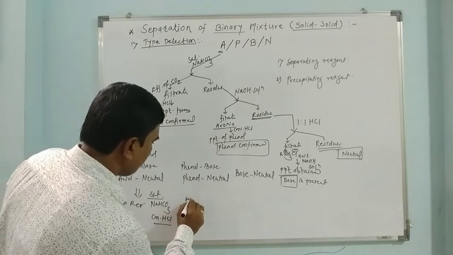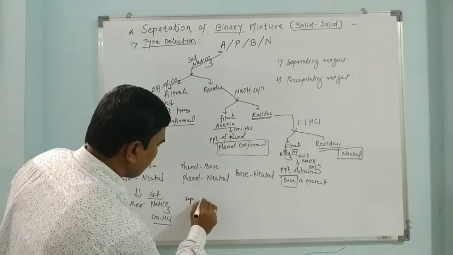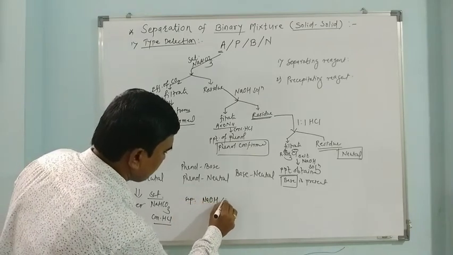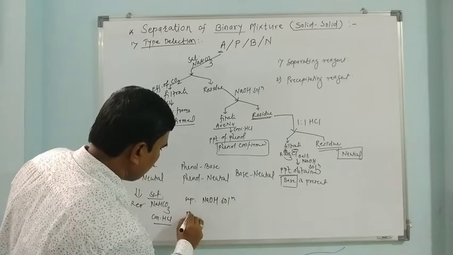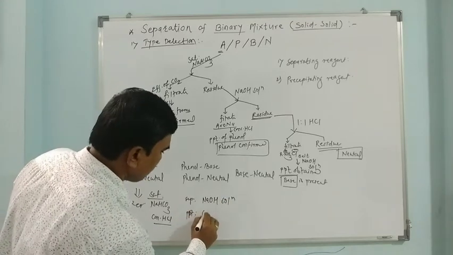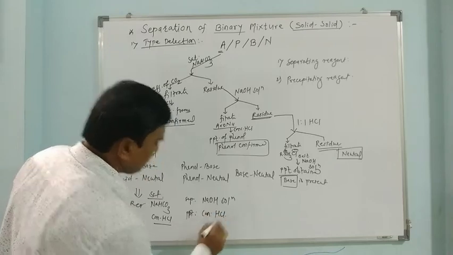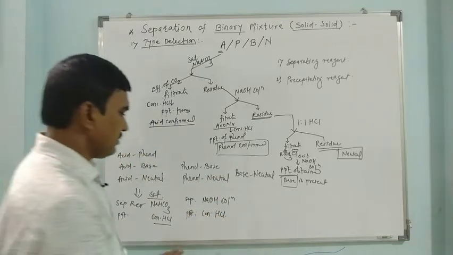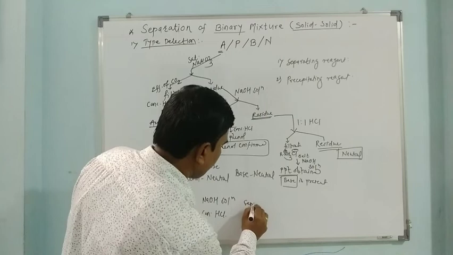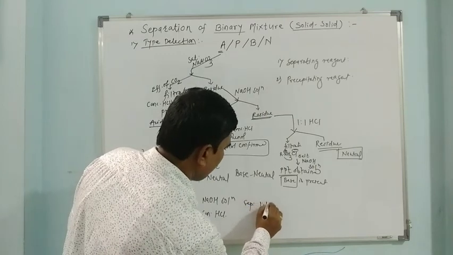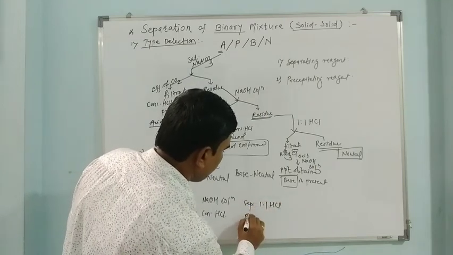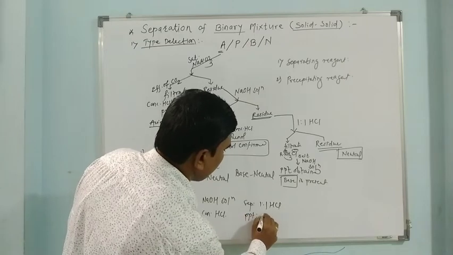So here in the phenol base or phenol neutral, we have the separating reagent as NaOH solution, and here the precipitating reagent is concentrated HCl. And for the base we require separating reagent 1:1 HCl, and here the precipitating reagent is NaOH solution.